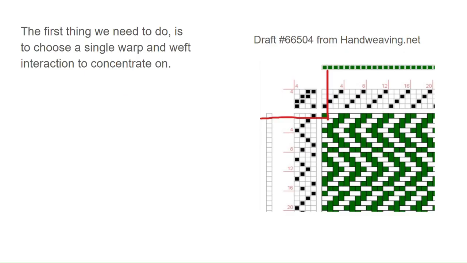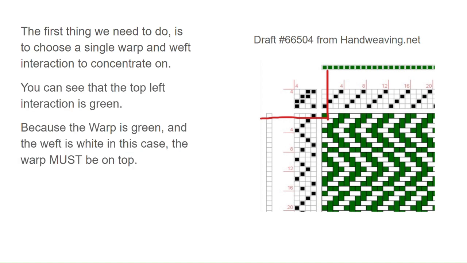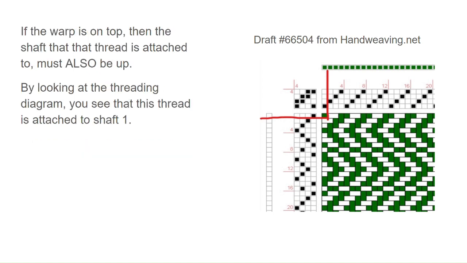The first thing we need to do is choose a single warp and weft interaction to concentrate on. This could be any interaction, but generally I use the top left, which is shown here marked by the red lines, because it's easy to see. You can see that the top left interaction here is green. The warp is green and the weft is white in this case, so the warp must be on top for this interaction to show green.